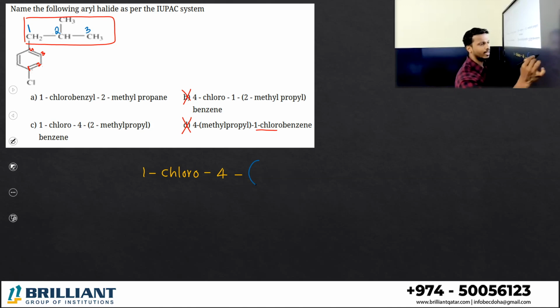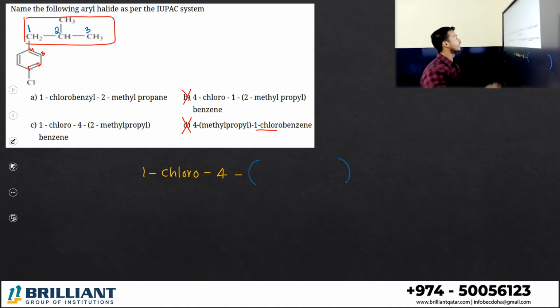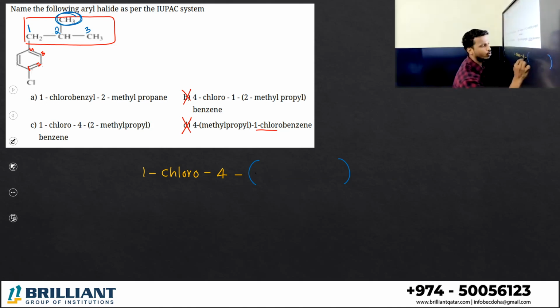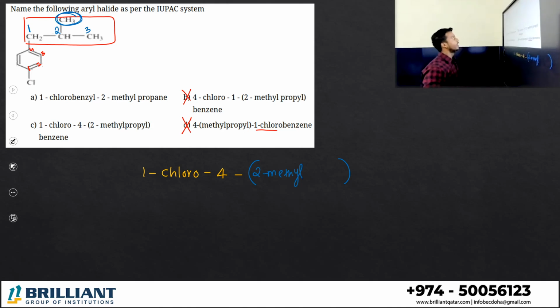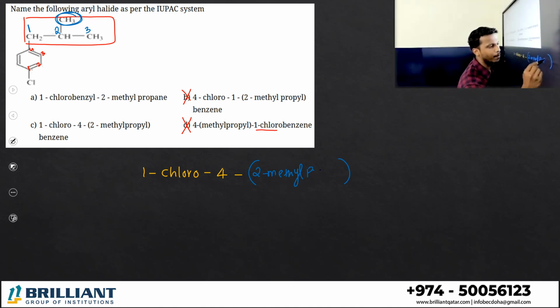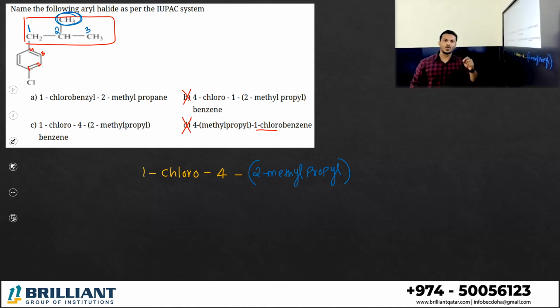Now let us name the big branch. I am going to write the name of the branch in a bracket. Second position you have a methyl group. Therefore 2-methyl. Alright. 2-methyl over. What is the remaining chain? There are 3 carbons in the chain, so 1, 2, 3. And it is not propane. It is a branch, right? Therefore propyl. So 1 chloro, 4th position, 2-methyl propyl.